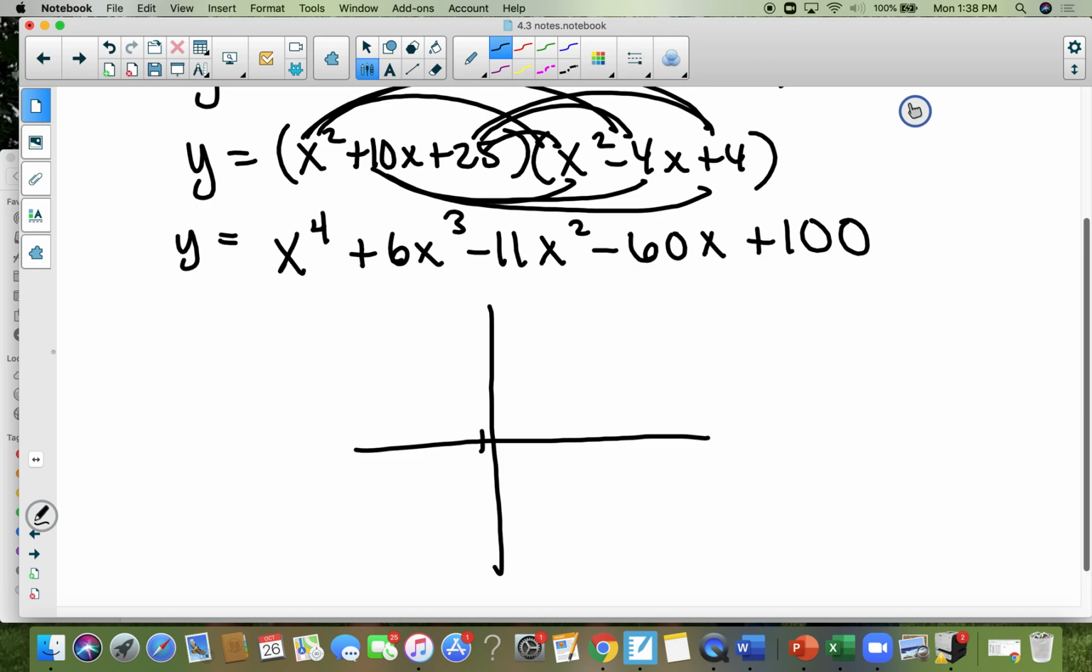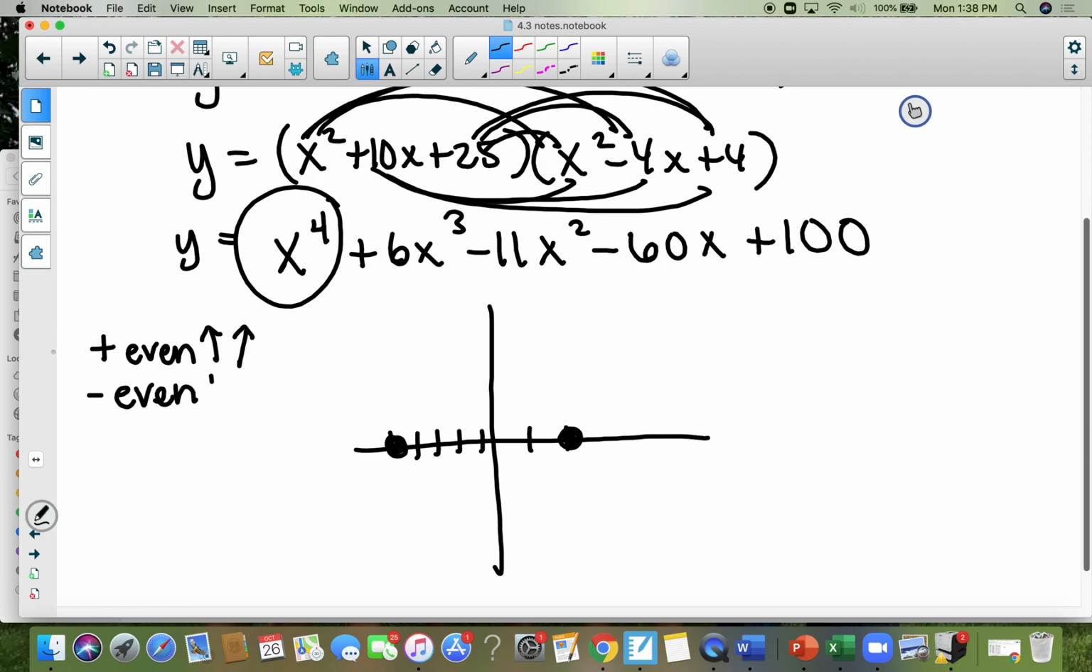Well, you know a negative 5 is one of the roots, and a positive 2 is another root. And you always look at the first term. If it's positive and even, your end behavior looks like this. Negative and even, your end behavior looks like this. Positive and odd, down and then up. Negative and odd, up and then down.